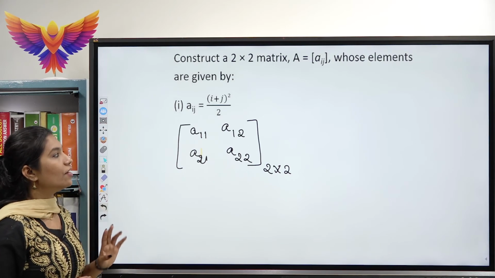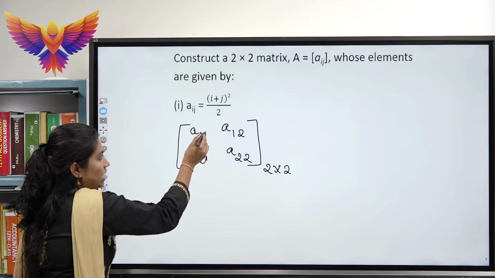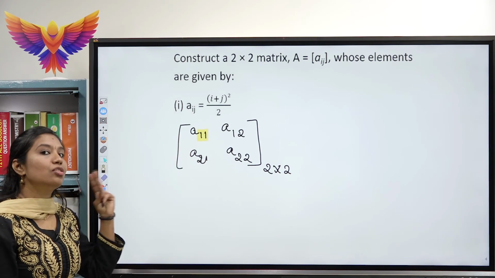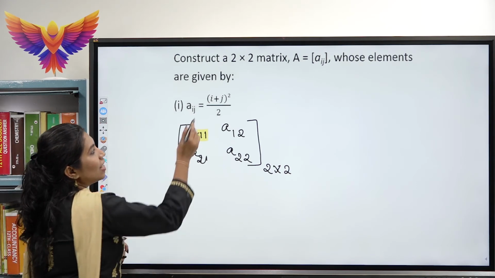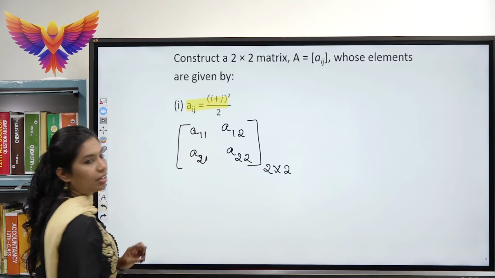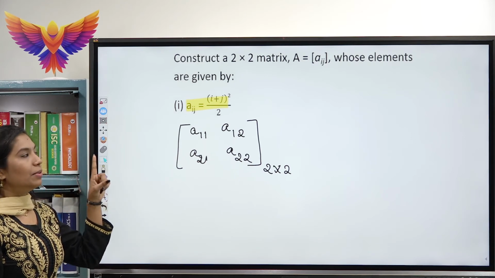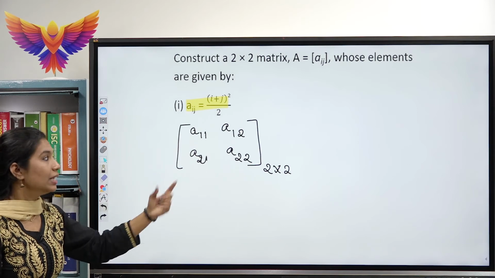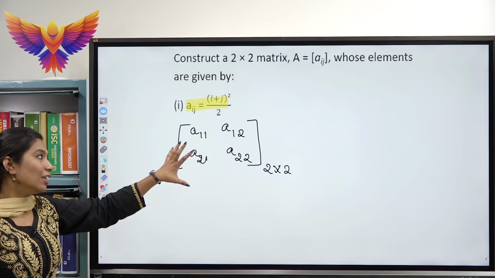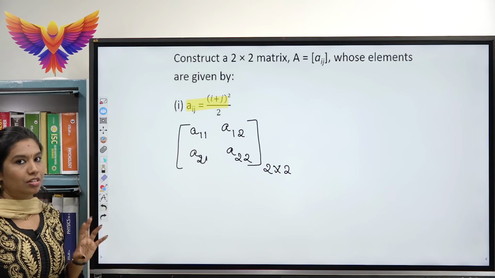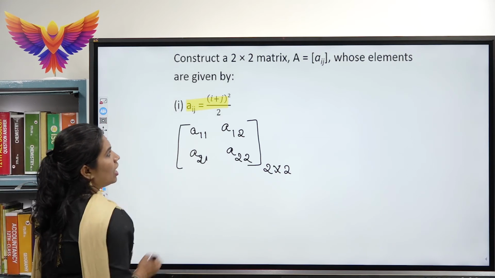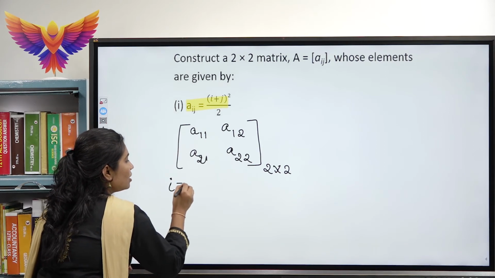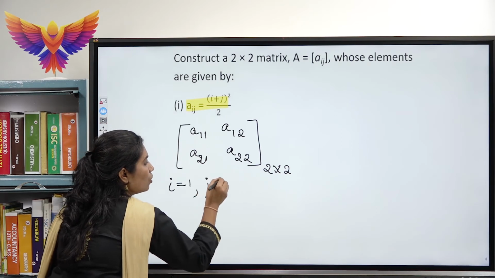So how do I find out A11, A12? Clearly here we can see that it is A11, that is, i is 1, j is also 1. I will be substituting that i and j in the given condition, Aij equals (i plus j) the whole squared over 2. When I substitute i and j as 1 and 1, whatever value I get will give me the first element of the first row. So we have Aij as (i plus j) the whole squared over 2, and I'll be considering i equal to 1, j equal to 1.